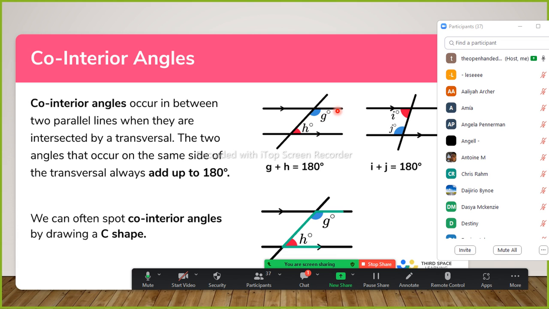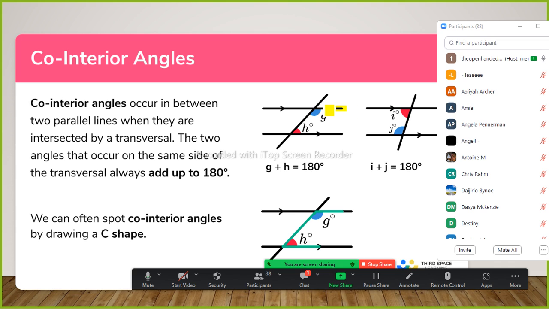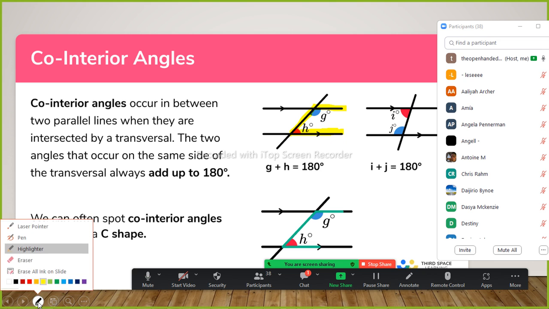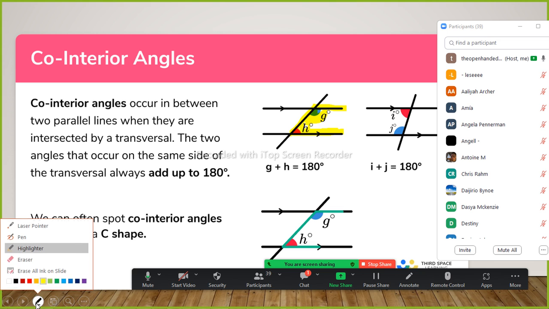If we look at it, you see we have a parallel line, we have a transversal, and we have another parallel line. Notice that co-interior angles usually form like a C. You can see a C here. The angles on the inside, G and H, those two angles must add up to 180 degrees.